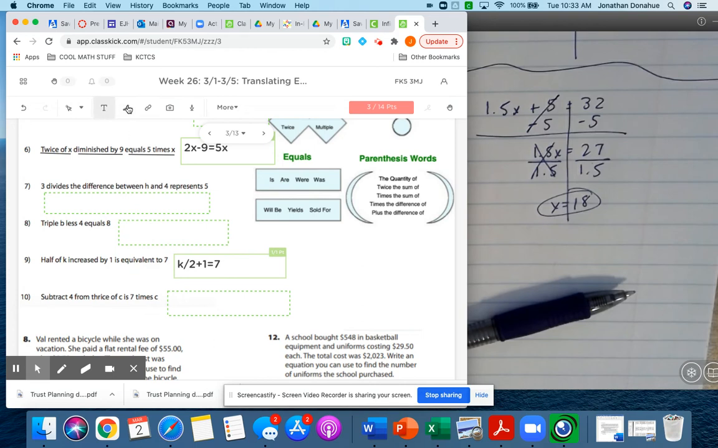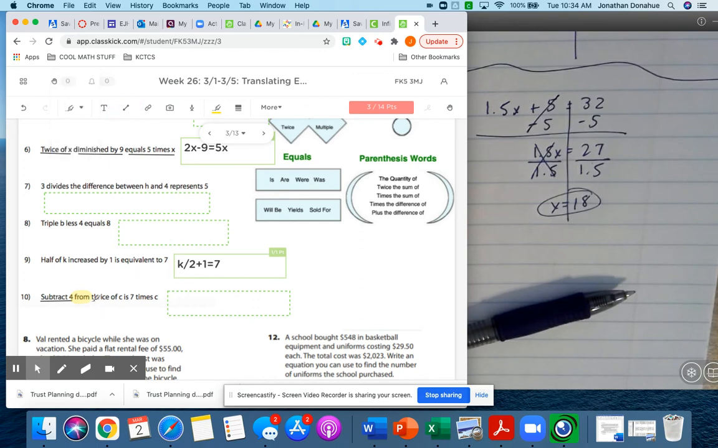All right, so there's a lot going on. Subtract 4 from, ooh, that's a key word. That's a big word. So from, that means we're going to take 4 away from it. So it's not going to be 4 minus thrice of c. It's going to be thrice of c minus 4. Careful there because that's an order situation.